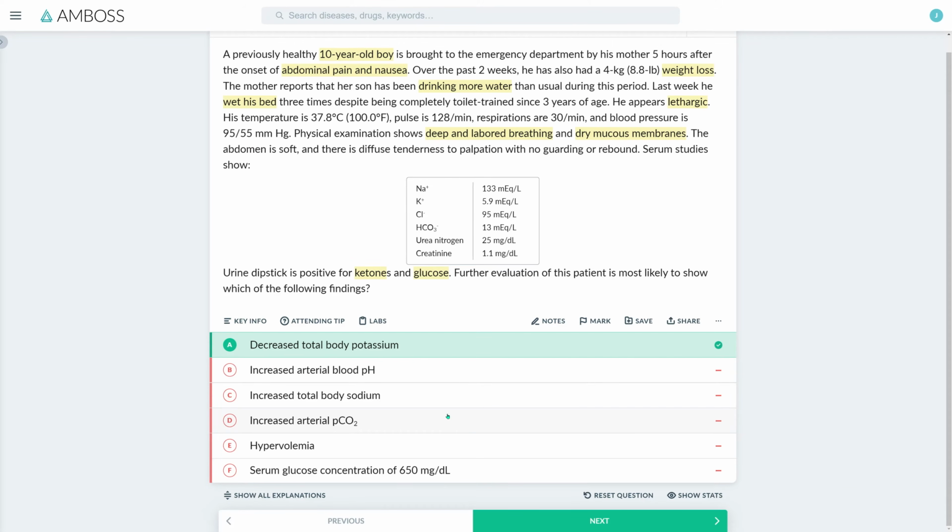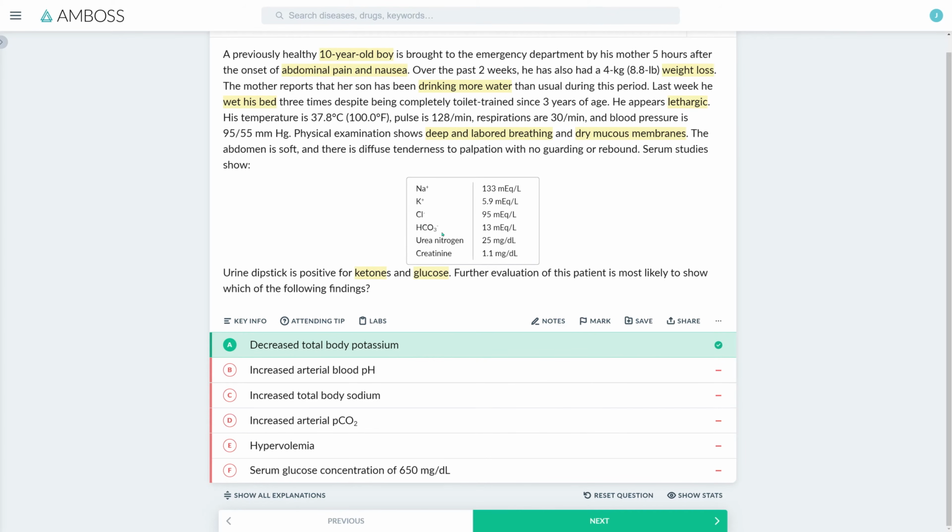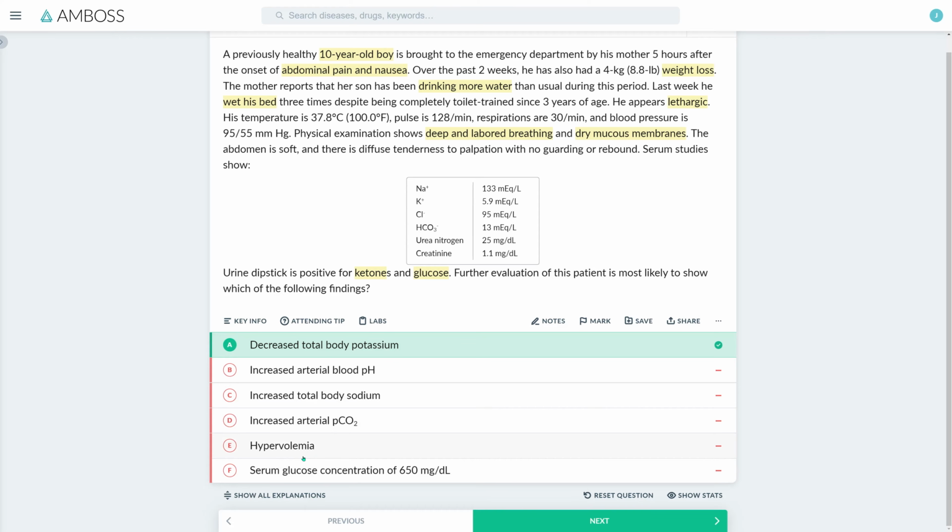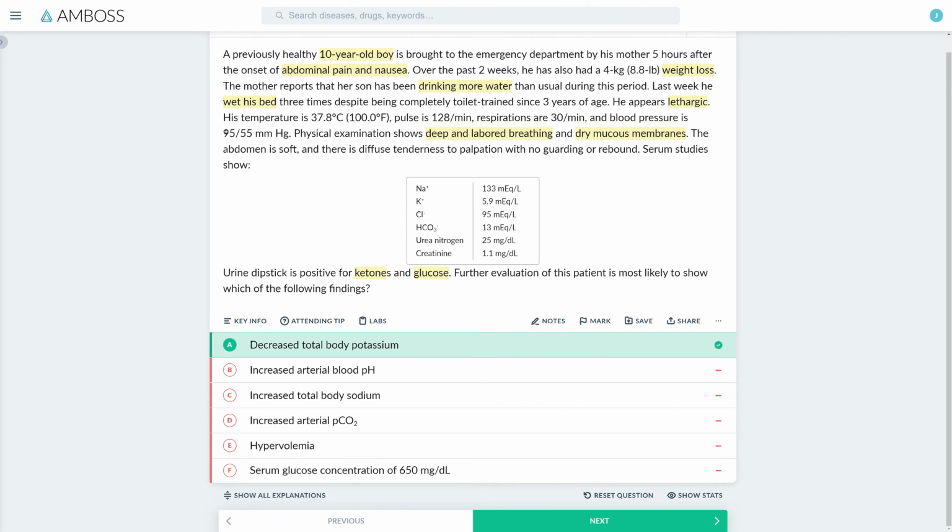Regarding arterial PCO2, in response to DKA and metabolic acidosis, the body compensates by exhaling CO2, which comes from carbonic acid. As discussed with the lab values, this is formed from bicarbonate that binds protons. So altogether, we would expect a decrease in arterial PCO2. Now for hypervolemia, we already know we'd expect rather the opposite, hypovolemia and dehydration because of osmotic diuresis. This is also consistent with the patient's polydipsia, nocturnal enuresis, dry mucous membranes, prerenal azotemia, hypotension, and tachycardia.